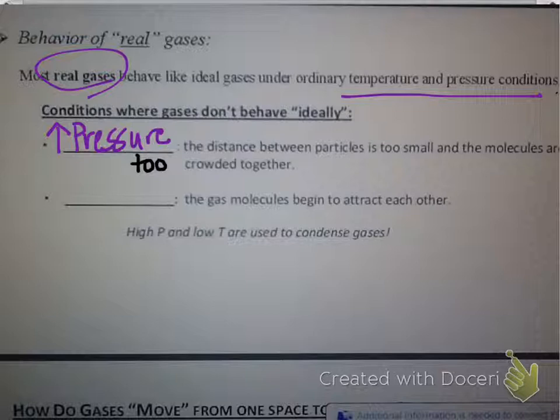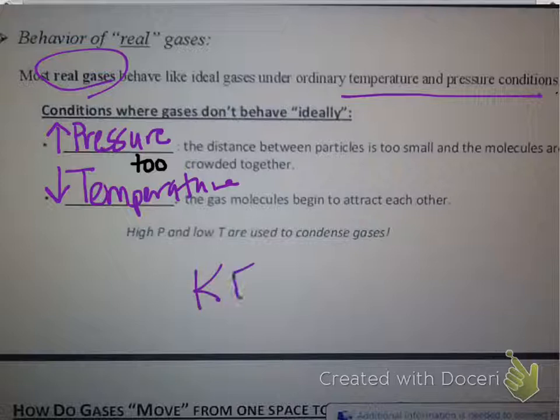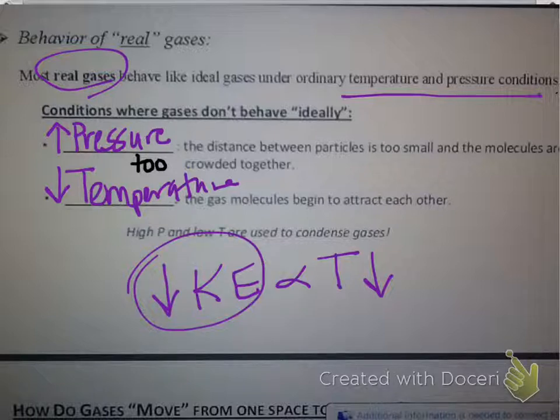When you're at low temperatures, what happens? Well, in the kinetic molecular theory, we said that the kinetic energy is proportional to temperature. So if you go down to really low temperatures for a gas, remember you have solid, liquid, gas. When you get near the condensation point, or the point at which the gas becomes a liquid, the kinetic energies of the gases become much lower.